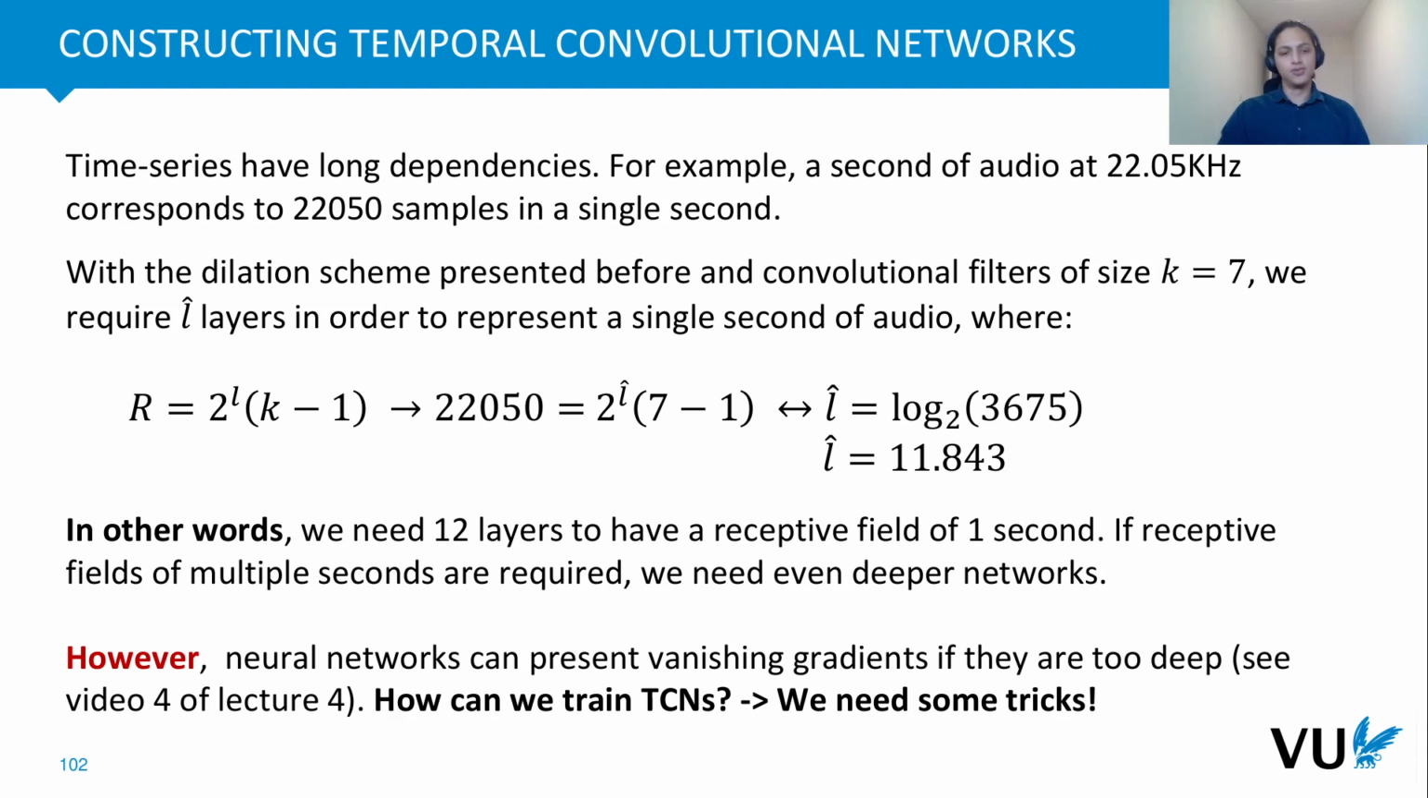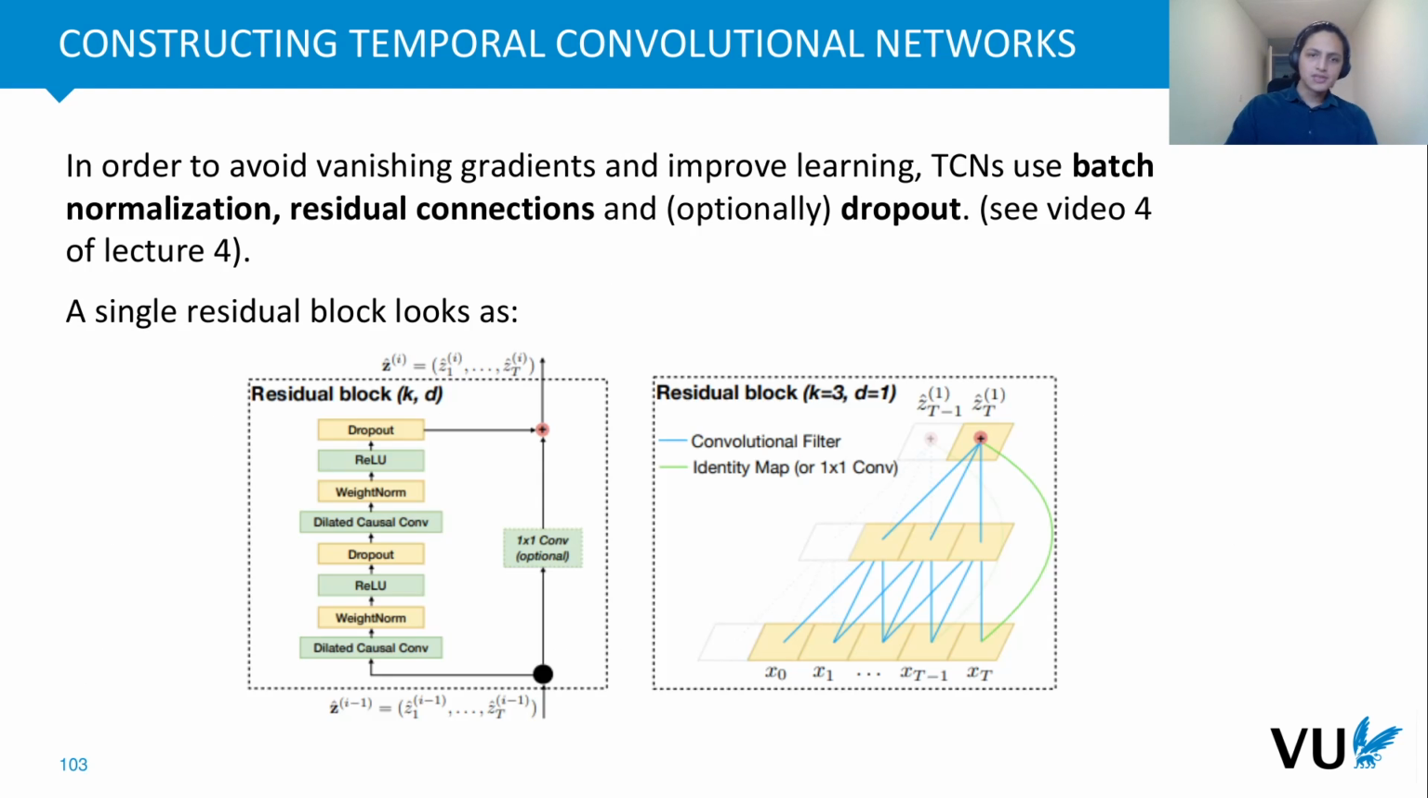But as you saw in video 4 of lecture 4, having very deep neural networks can also produce vanishing gradients, which makes training complicated. So if you don't remember this entirely, please go to video 4 of lecture 4 and refresh it a little bit. But what it boils down to is that in order to train these very deep TCNs, we need some tricks. And those tricks are the things that we are going to discuss next. So in order to avoid these vanishing gradients and improve learning, these TCNs actually use in practice a lot of tricks.